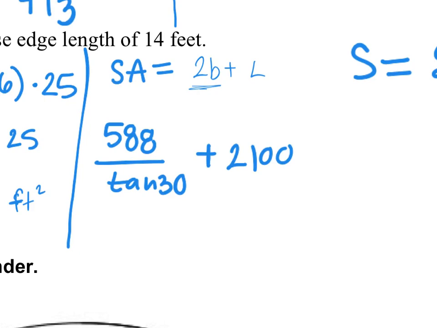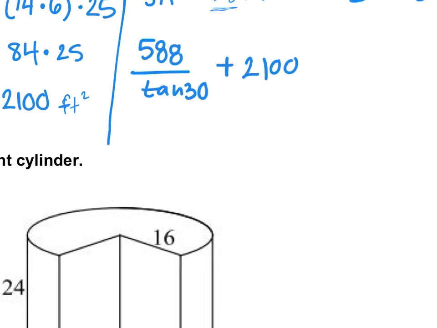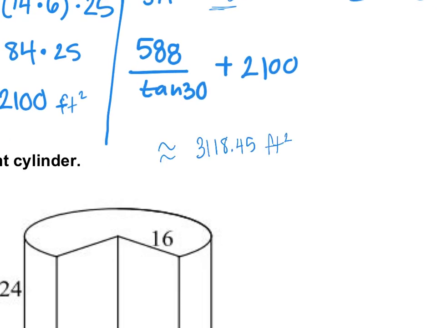And then my lateral area, which I found earlier, was 2100. So when I combine those, I get 3,118.45 feet squared. And again, make sure that you do not round until the very, very end. I cannot stress that enough.